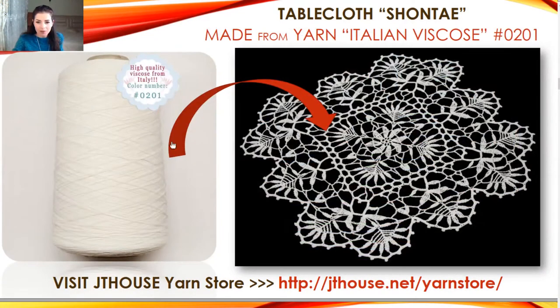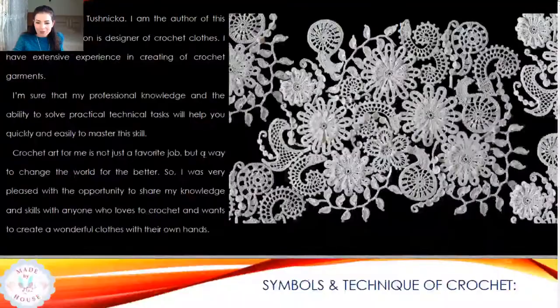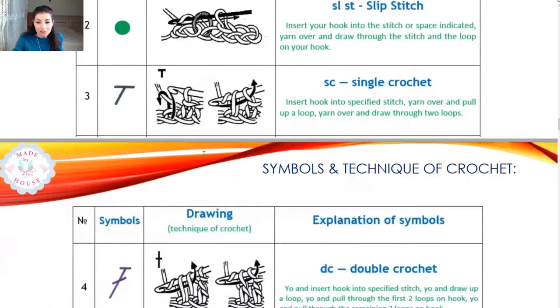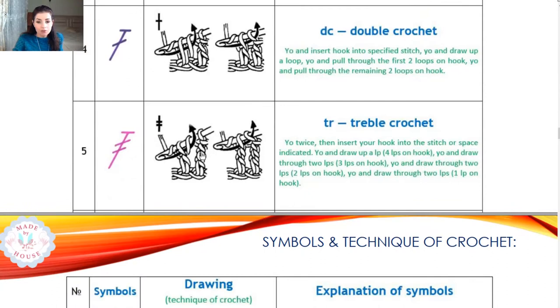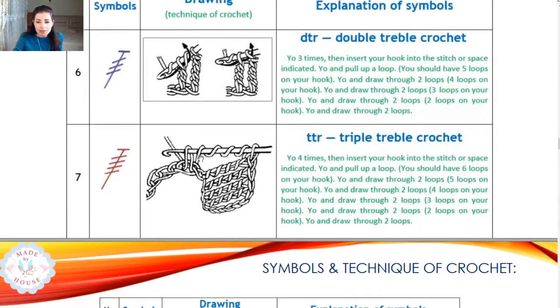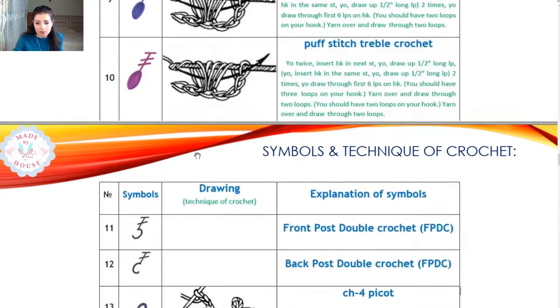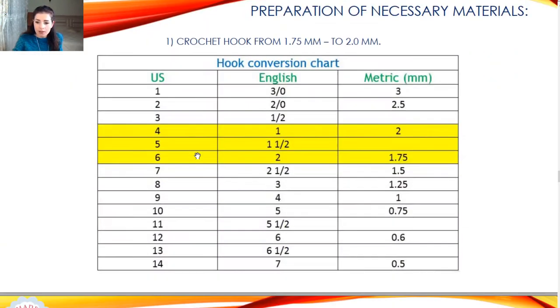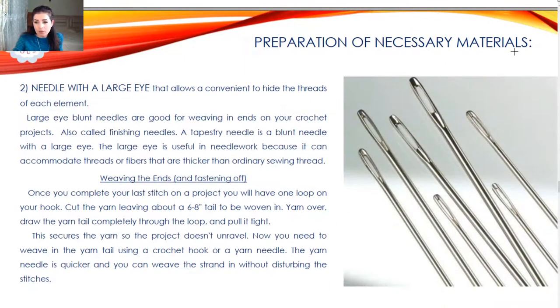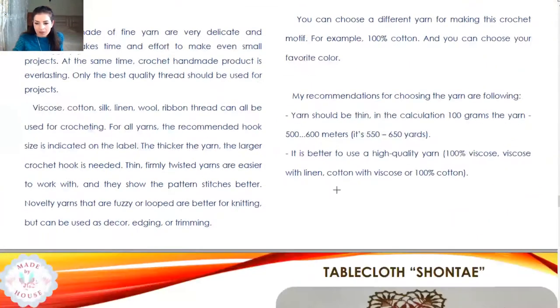And now about our shontae. So I'm using difficult stitches, very long stitches, a very interesting combination of stitches, and step by step I'm showing you all these interesting parts. And I'm using crochet hook in size 1.75 mm for my favorite Italian viscose. Also needle with big eye to hide all tails I'm using.